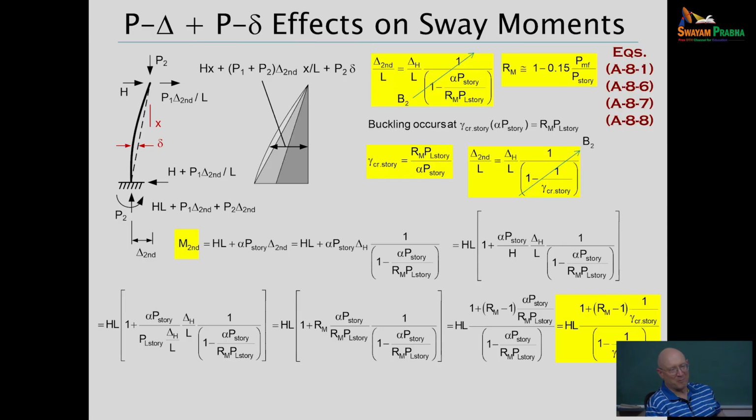Yeah, the formula for R sub m is kind of a gross curve fit. 0.85 may not really be 0.85. It's typically conservative. There's always a dangerous thing: anytime you say that's conservative, somebody says, well, here's a case where it's not. I can show you a case where it's not conservative, but it typically is.